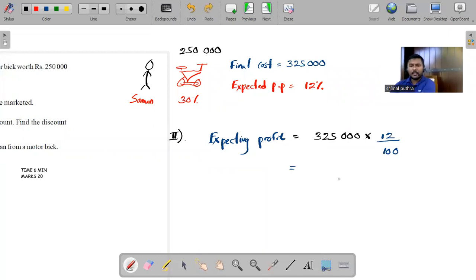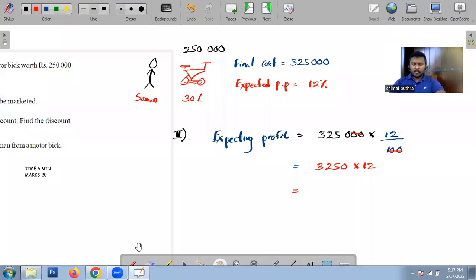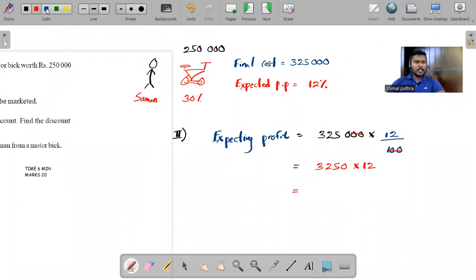But I will explain in this video also with the first method. So the expecting profit, you can cancel zeros, 0 and 0. So this is just equal to 3,250 into 12. Okay, please find the answer. That is equal to 39,000. So this is the expecting profit, but this is not the answer.